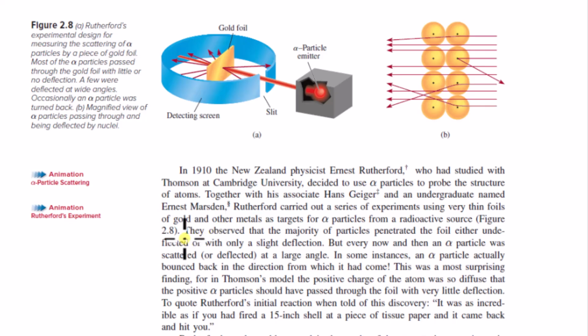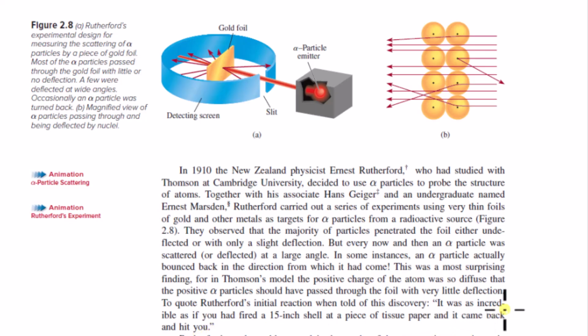All right, so what did they observe? They observed that the majority of particles penetrated the foil either undeflected or with only a slight deflection, okay? But every now and then, an alpha particle was scattered or deflected at a large angle. In some instances, an alpha particle actually bounced back in the direction from which it had come. This was a most surprising finding, for in Thomson's model, the positive charge of the atom was so diffuse that the positive alpha particles should have passed through the foil with very little deflection. To quote Rutherford's initial reaction when told of this discovery, it was as incredible as if you had fired a 15-inch shell at a piece of tissue paper and it came back and hit you.